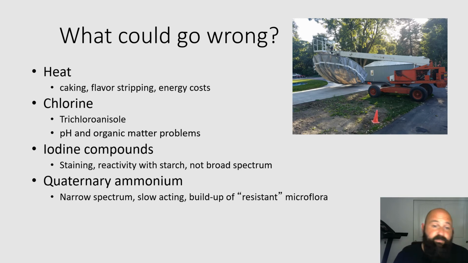So heat can be a problem. If you don't properly clean things first, heat can bake on biofilms. It can strip flavor out of your barrels, and it's expensive. Chlorine, you've got TCA, you've got to get rid of it, and so we don't want to do that. Iodophors, their problem is that they stain, they react with starch and turn everything blue. So if you've got sugars or things like that, and it's not very broad spectrum, pretty narrow in what it takes care of. Quaternary ammonia, again, narrow spectrum. It's slow acting, and if you use it day in and day out all the time, you could build up some resistant microflora. So quaternary ammonia is something, again, we want to use sparingly.